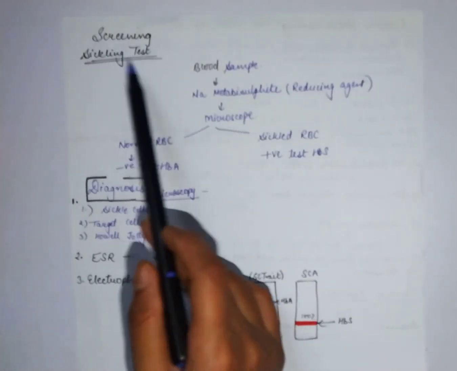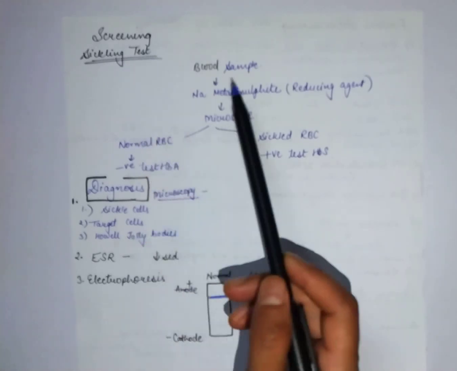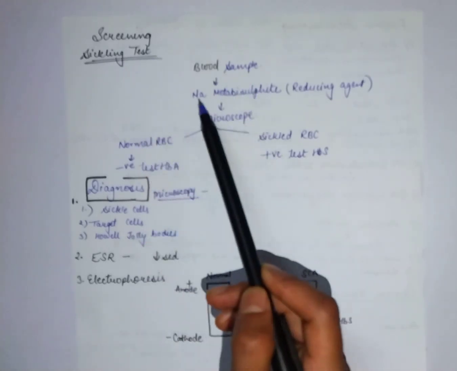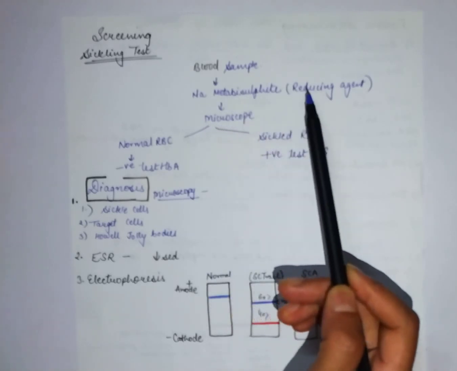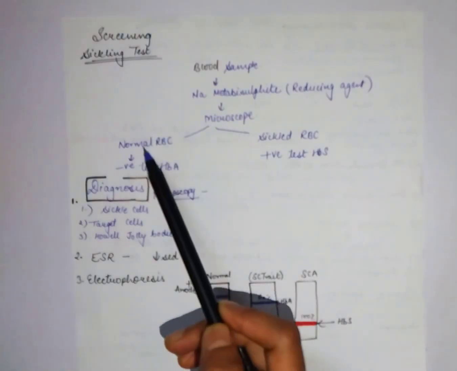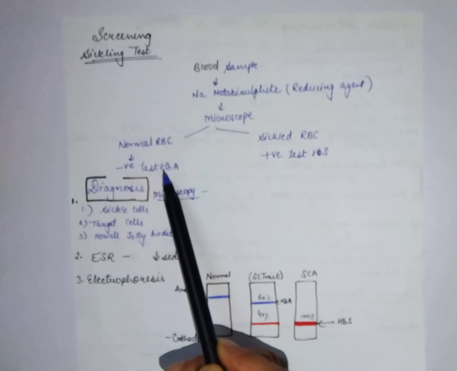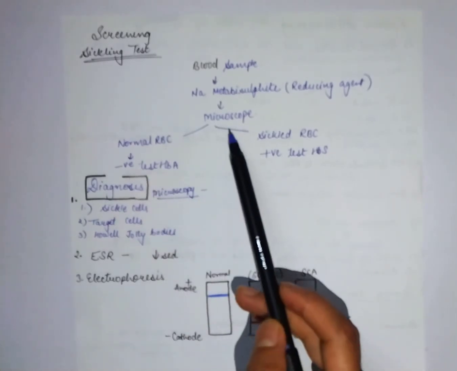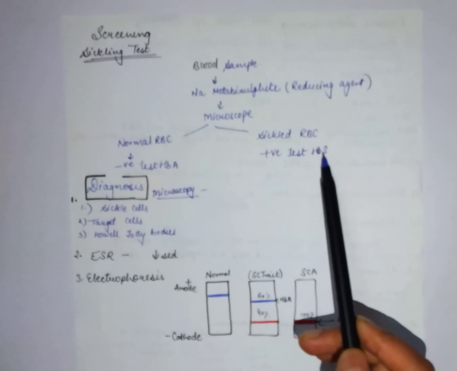Then comes screening. For screening, we'll do the sickling test. We'll take a sample of blood and add sodium metabisulfite, which is a reducing agent, to it. Under the microscope, if we see normal RBC, then it will give a negative test. And if we see sickled RBC under the microscope, it will give a positive test, that is HbS, that is sickle cell anemia.